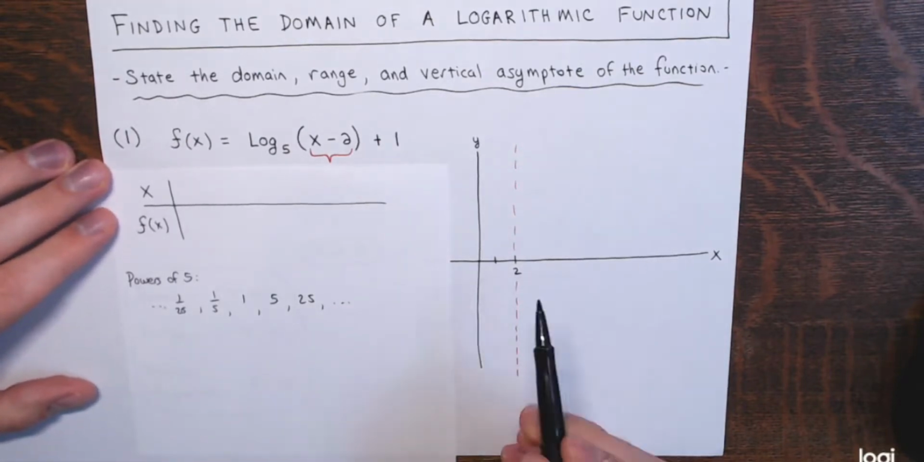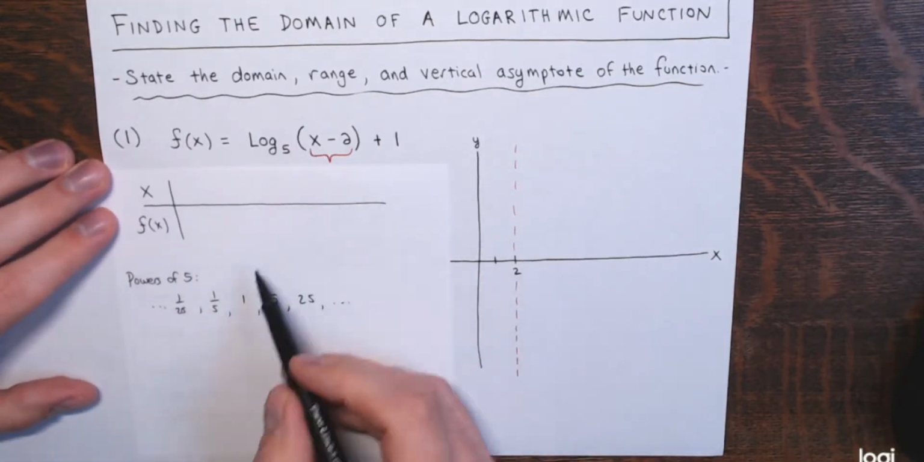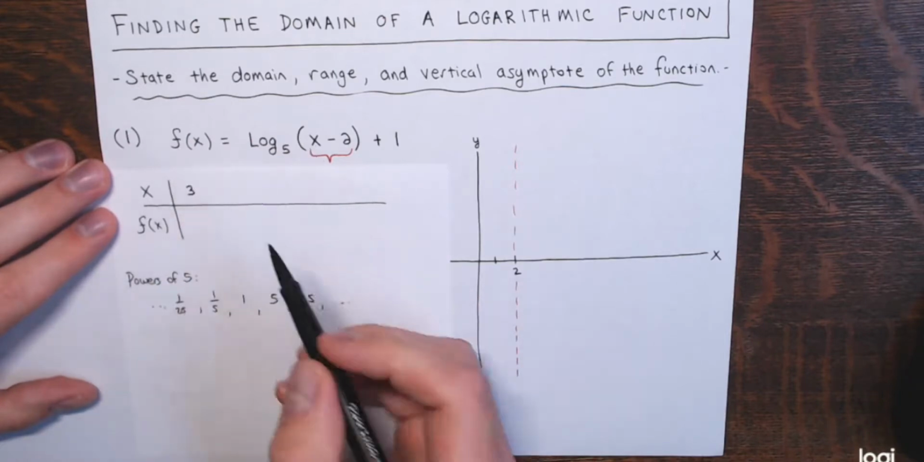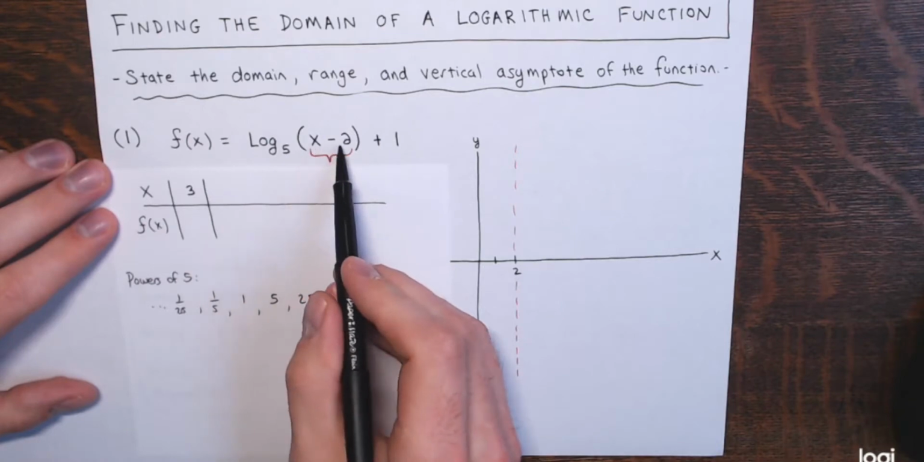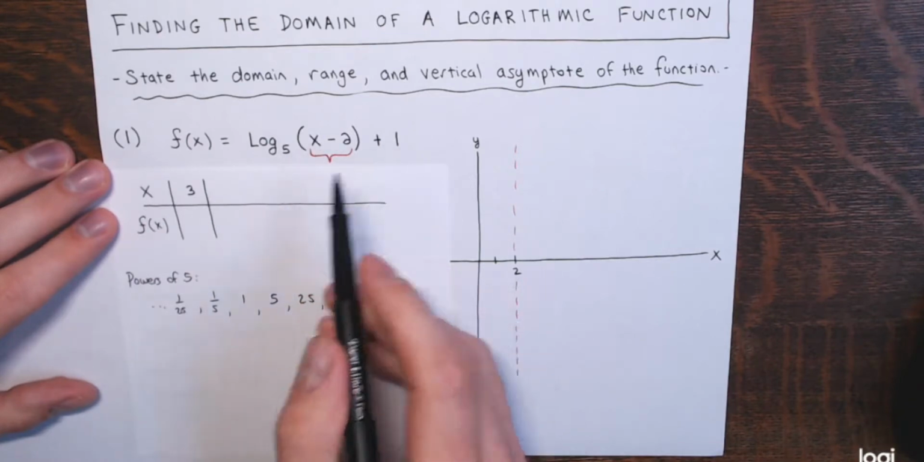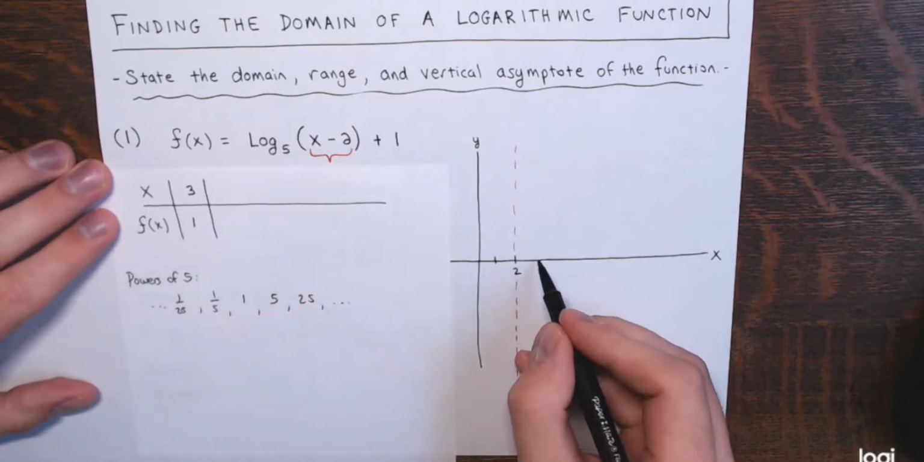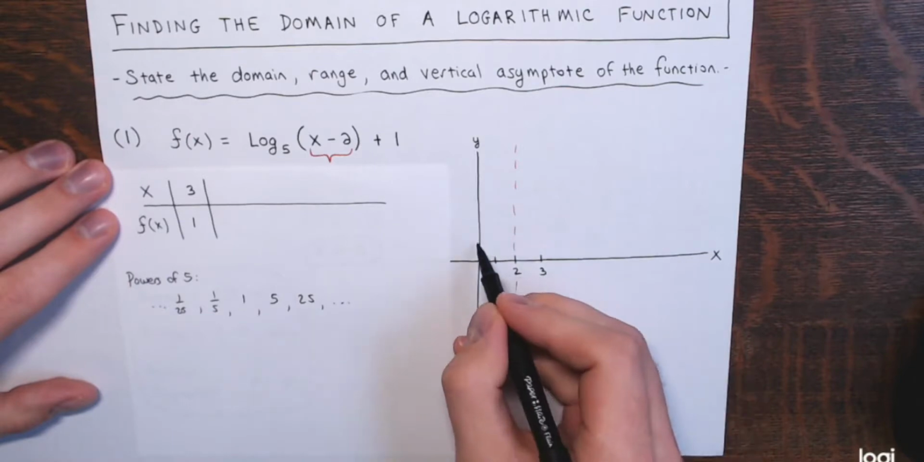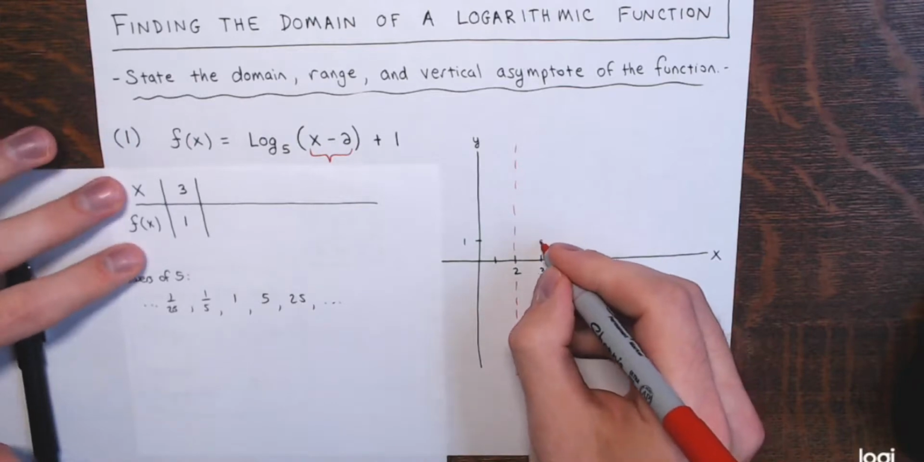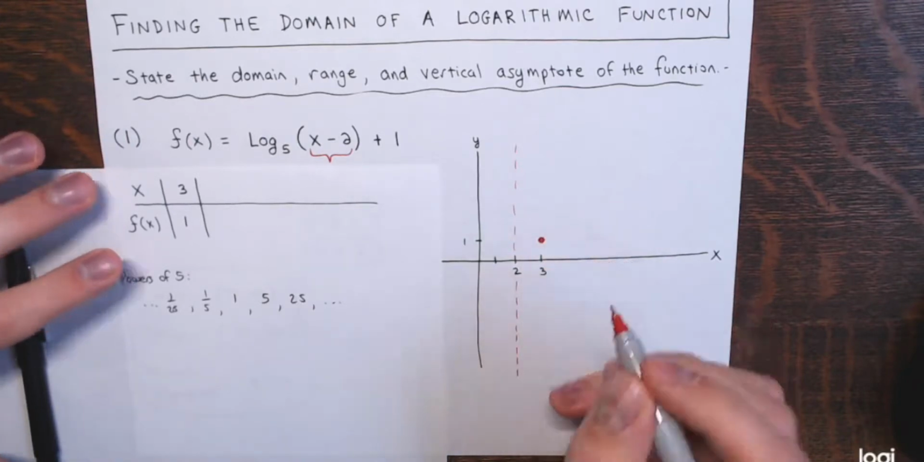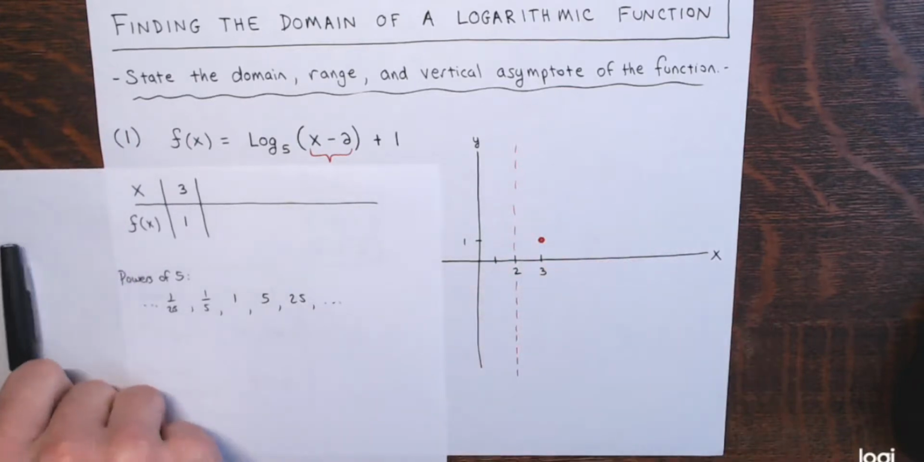So for instance, it's easy to get 1 in here. If I replace x with 3, I'd have the log base 5 of 1, which is 0, plus 1 is 1. So 3, 1 would be a point on the graph of this function. There we go. And so that takes care of the 1 there.